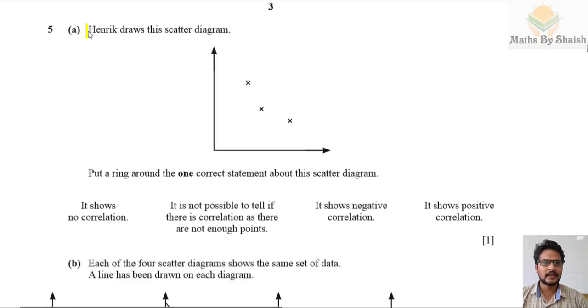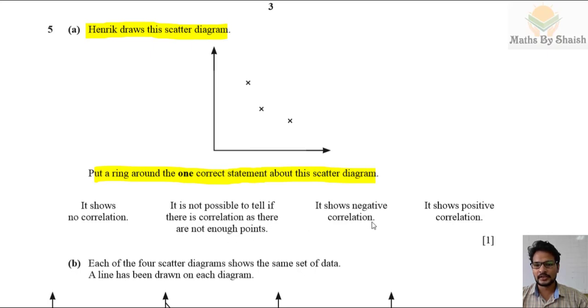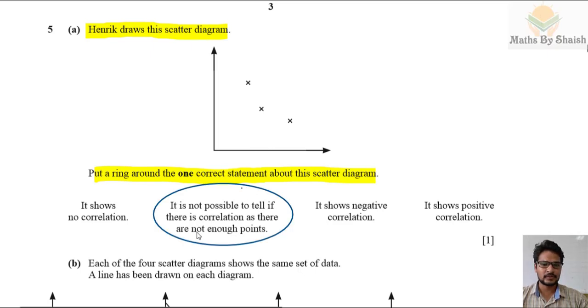And here's the fifth question. Henrik draws this scatter diagram. This is the scatter diagram with only 3 points. Put a ring around one correct statement about this scatter diagram. We need to find the correct statement about this, but we can understand from here there are only a few points, 3 points, so of course it is not possible to decide. But let's see what is given. It shows no correlation. It is not possible to tell if there is a correlation as there are not enough points, and it shows negative correlation, it shows positive correlation. We can't say about the negative as well, we can't say about the positive. So this is the correct answer, because we can't find any correlation because there are only a few points.